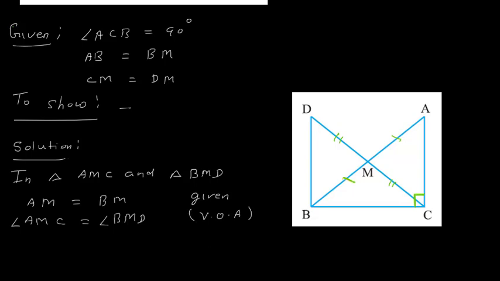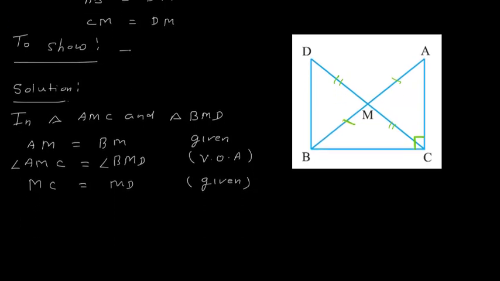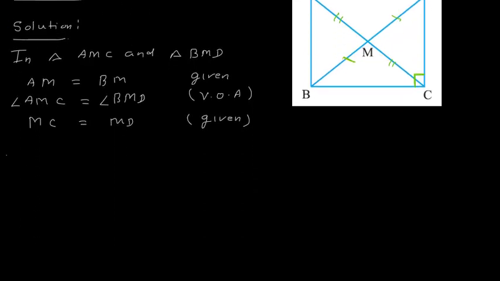Third, I will say side CM or side MC equal to side MD. This is also given. Therefore, triangle AMC is congruent to triangle BMD. Criteria is side angle side. So by side angle side criteria, now these two triangles are congruent.